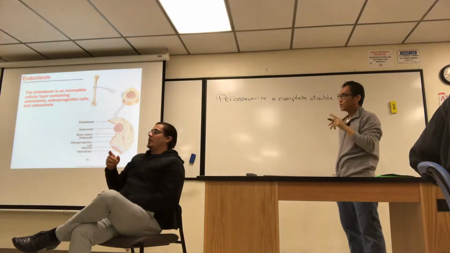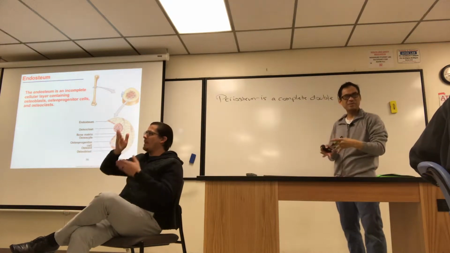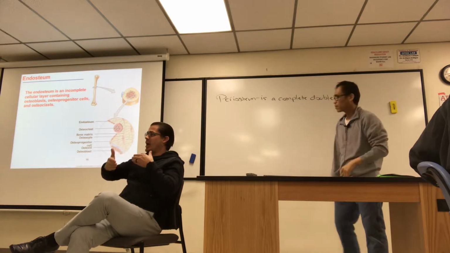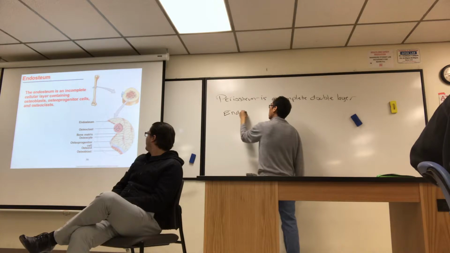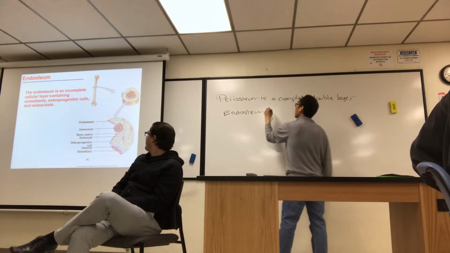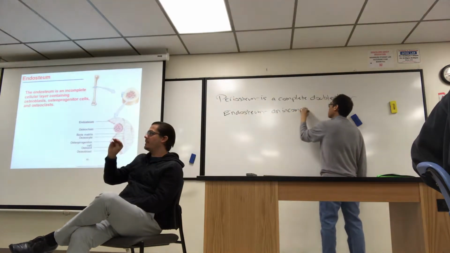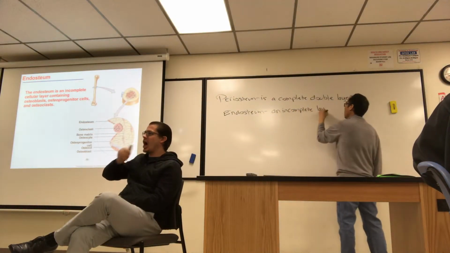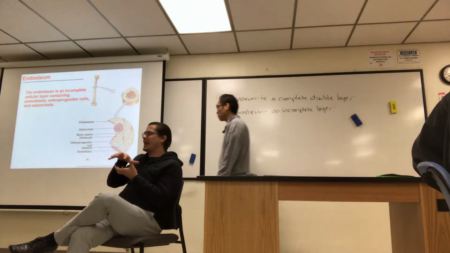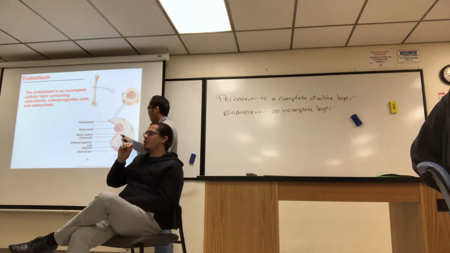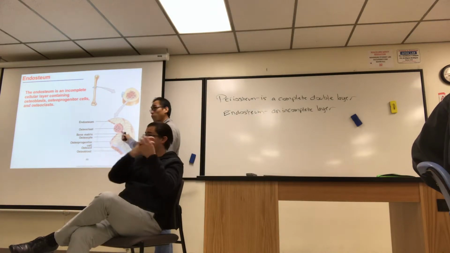Now the endosteum, think of it as an incomplete layer. There's kind of gaps in the layer. So what you got is a combination of osteoblasts and osteoclasts that can either build bone or break down bone. So they're showing you both there.